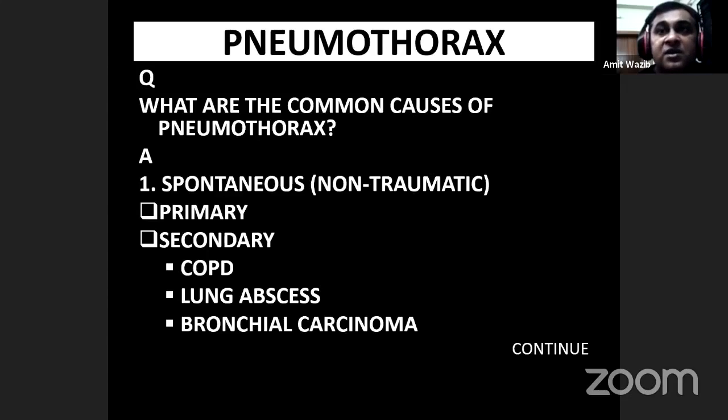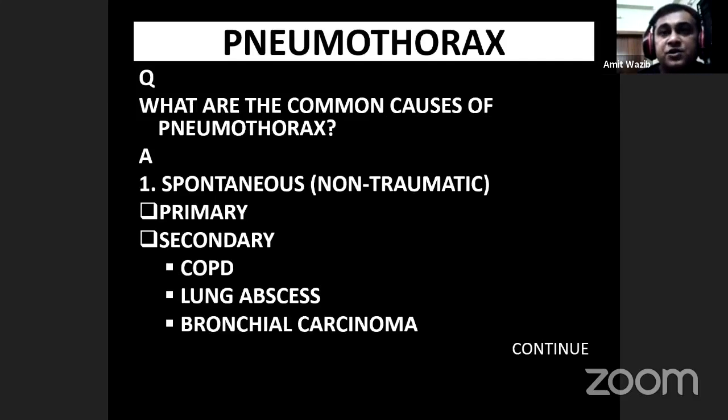The most common one is COPD. COPD patients often have pneumothorax, but bronchial carcinoma and lung abscess can also produce pneumothorax. So pneumothorax secondary to COPD, bronchial carcinoma, or lung abscess is called secondary pneumothorax. But in the majority of spontaneous pneumothorax cases, the cause is not apparent. There is no clear-cut underlying lung disease that can be linked. So these are primary pneumothorax.